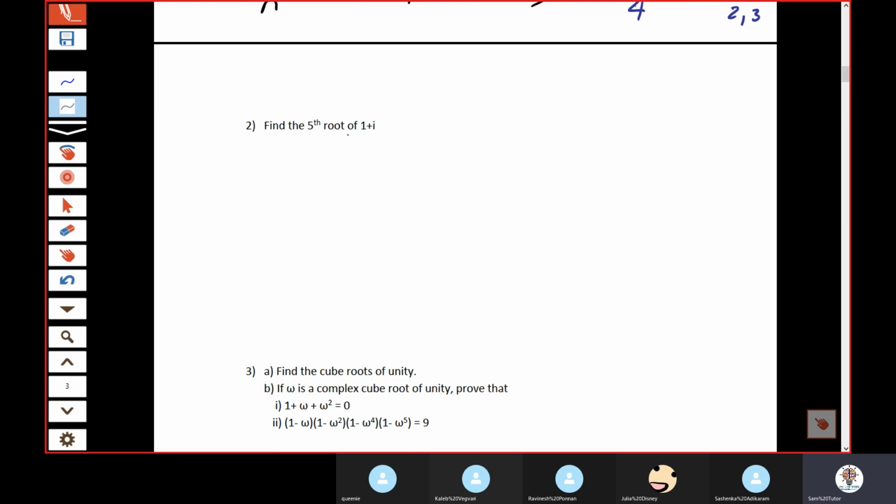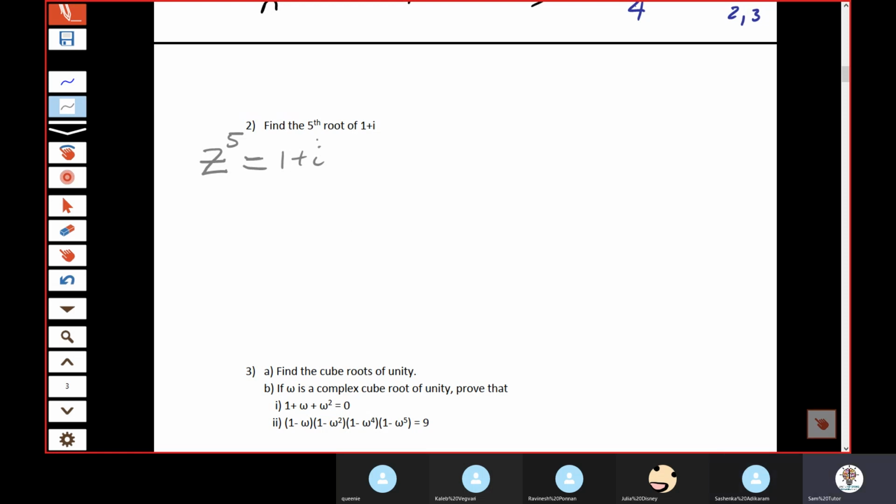Find the fifth root of 1 plus i. What does that mean as an equation? One plus i fifth rooted... oh, to the power of 5. Yeah, z to the power of 5 equals 1 plus i.